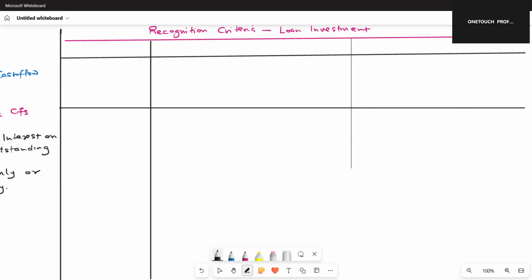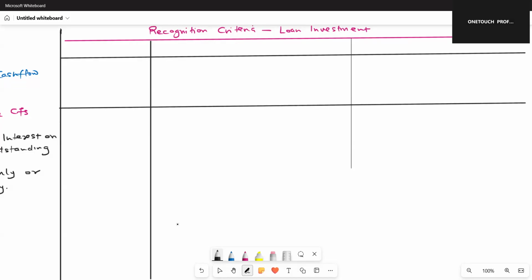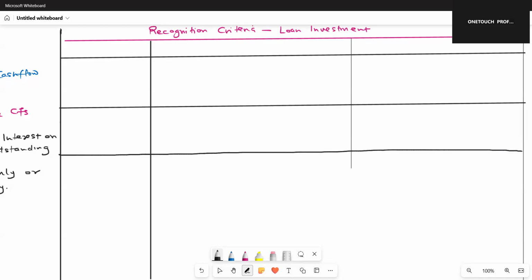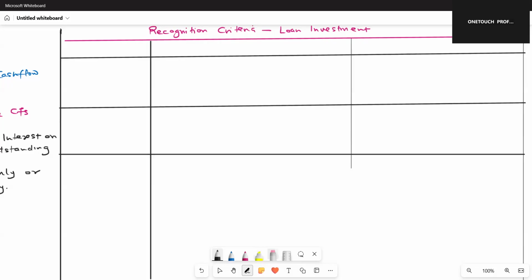Look at the type and the recognition criteria.